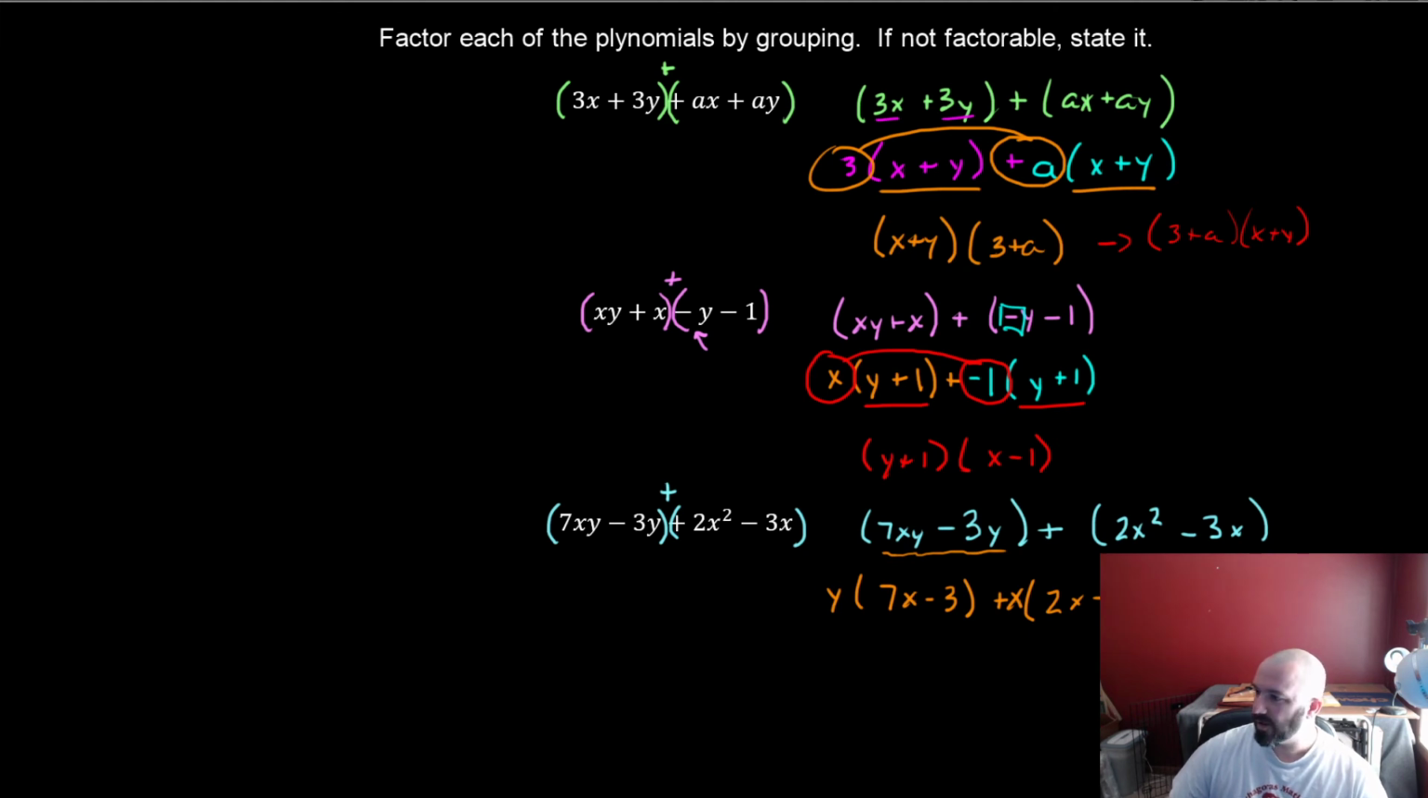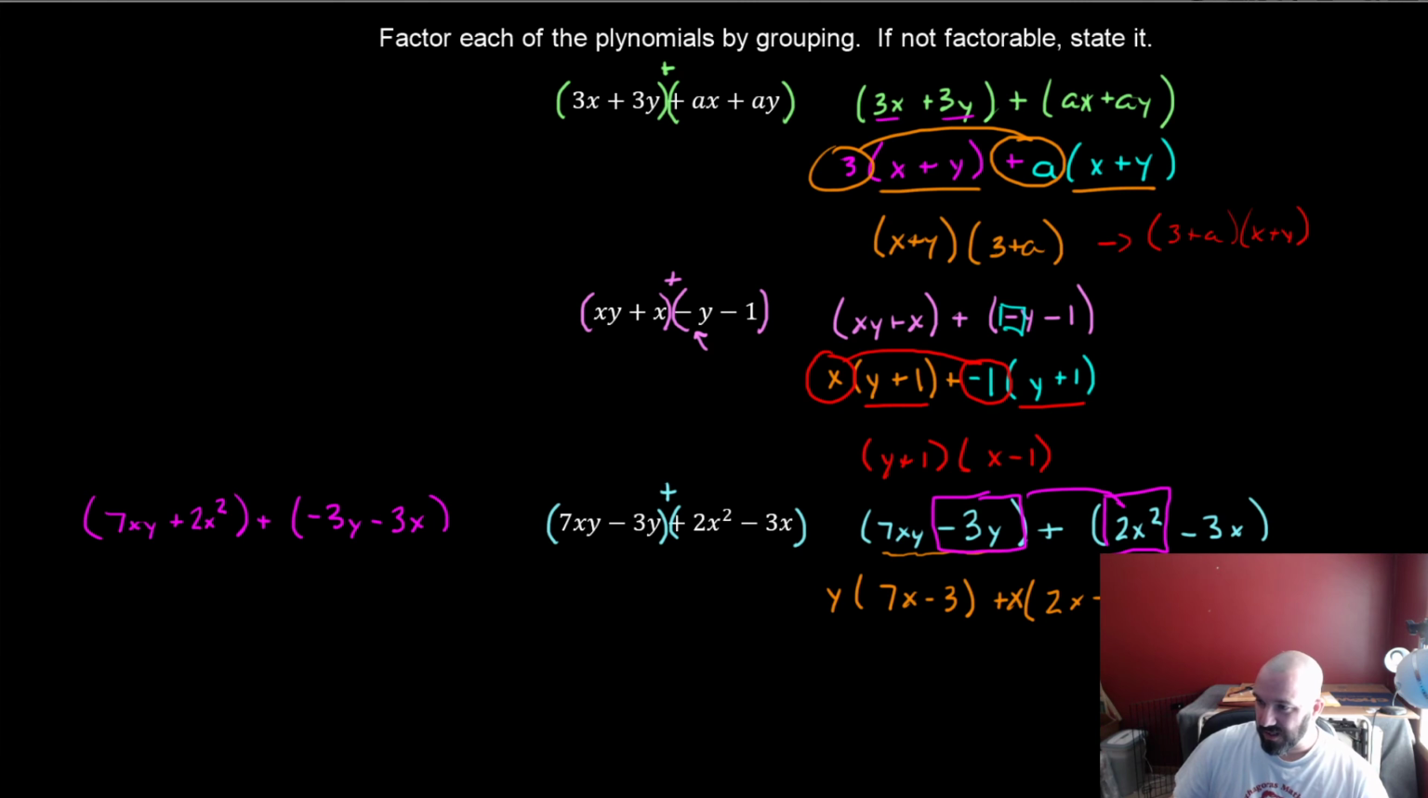So now, what I'm going to do is I'm going to interchange this term and this term. And I'm going to see if that helps. Sometimes it does, most of the time it doesn't. So I'm going to do it over here on the left-hand side. So we're going to have 7xy plus, because that's a 2x squared, it's positive, so we keep the plus. Now the negative 3y had a negative, so it's negative 3y minus 3x.